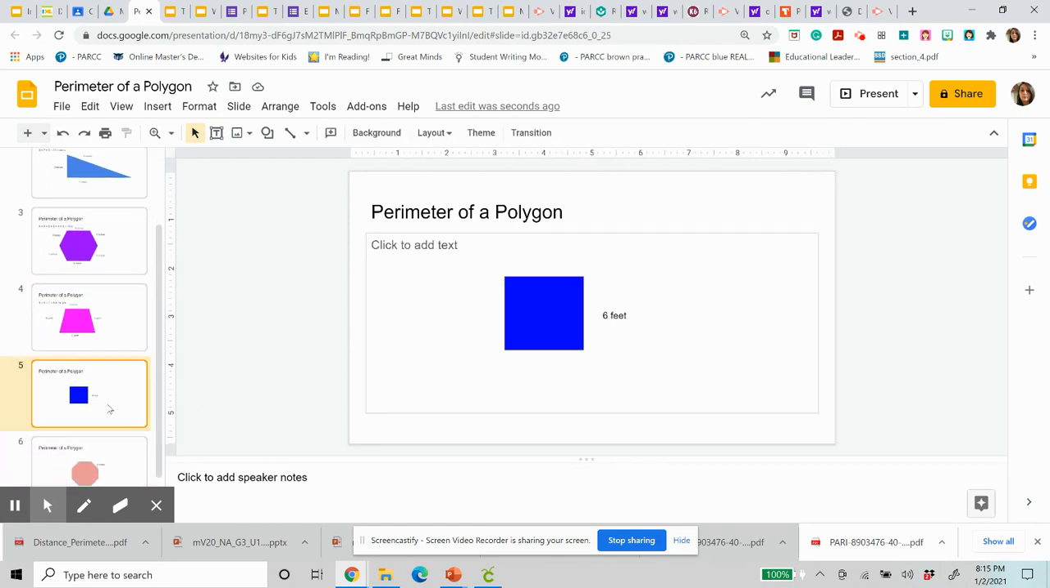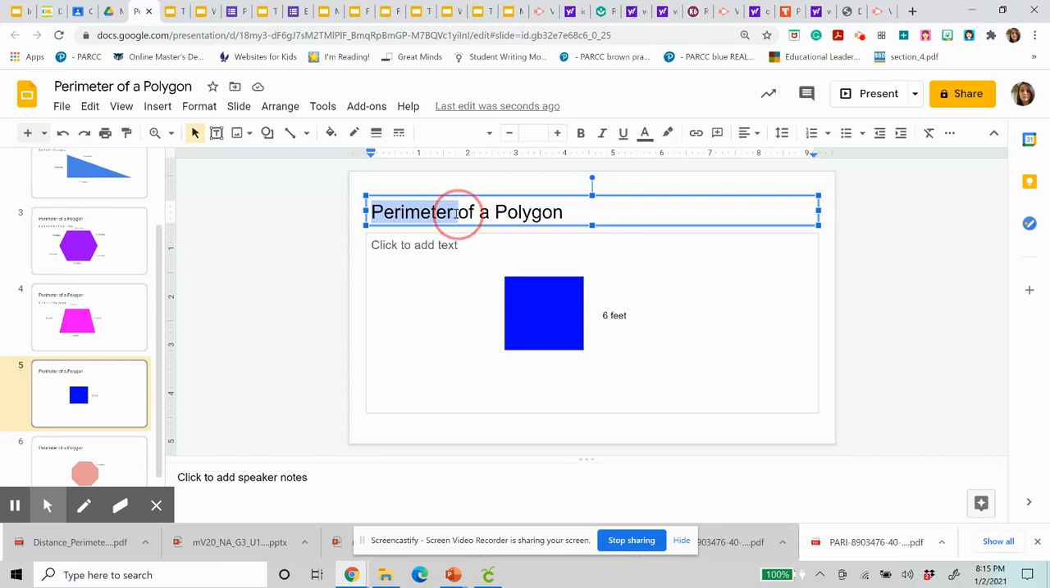All right. What if we have a square? And what if they only give you one measurement? How would you figure it out then? Is it just 6? Right? So we've got to think again. Oh, yeah, perimeter.